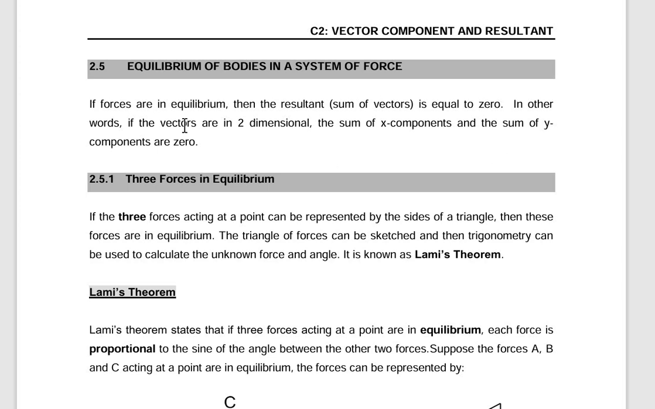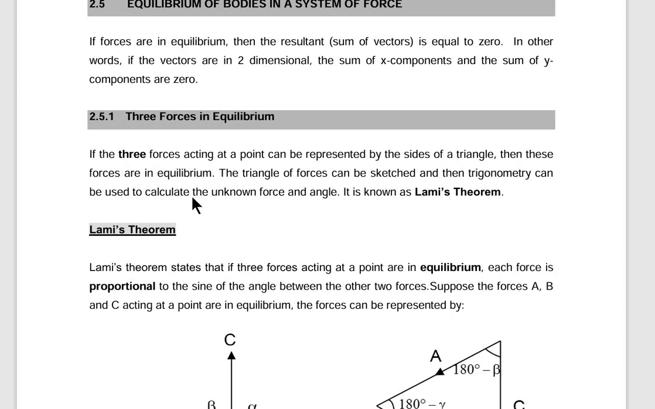Okay, so first of all, we look at what is equilibrium. If the forces are in equilibrium, then the resultant, meaning the sum of the vectors, is equal to 0. In other words, if the vectors are in two dimensions, the sum of the x components and the sum of the y components are 0.